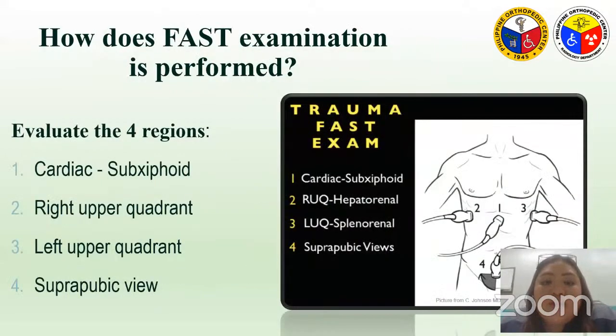So in performing the FAST examination, we need to evaluate the four regions of the abdomen. First, the cardiac subxiphoid. Second is the right upper quadrant or the hepatorenal. Third is the left upper quadrant or the splenorenal. And the fourth one is the suprapubic view or the pelvic area.